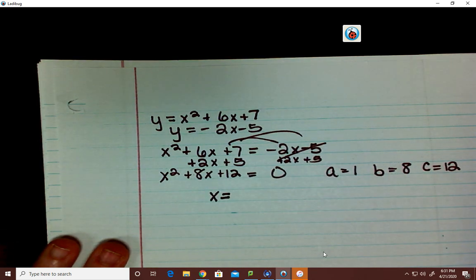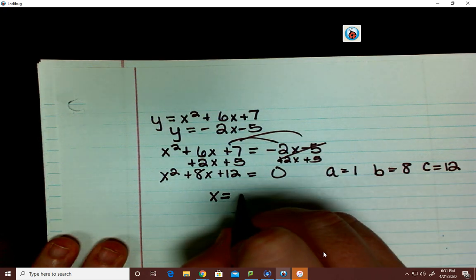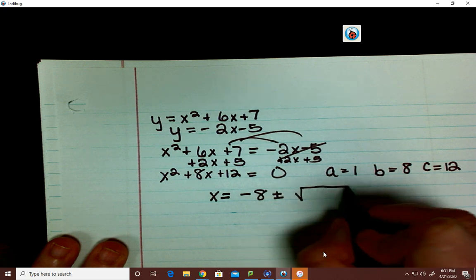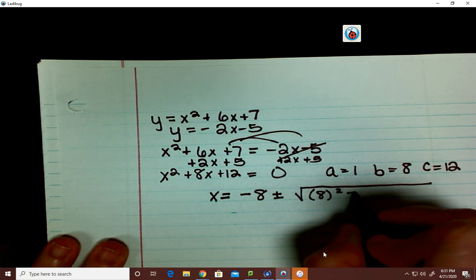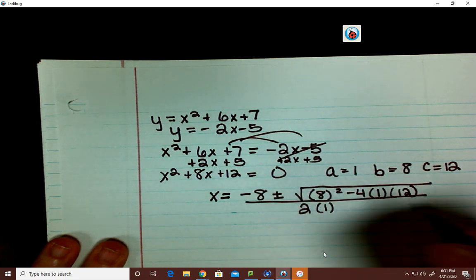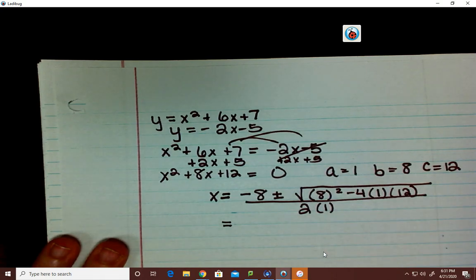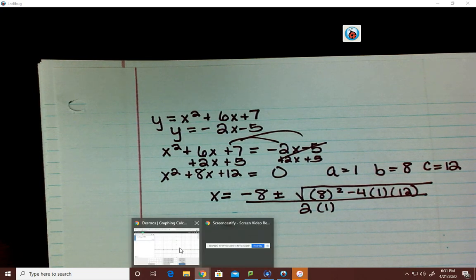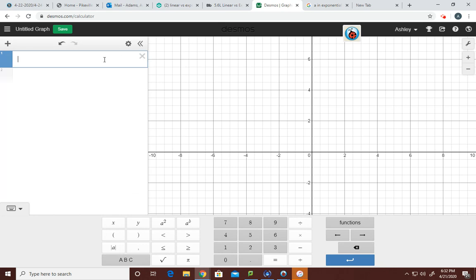So now I plug into the quadratic formula. Negative b plus or minus the square root of b squared minus 4ac, all over 2 times a. So then I go back and I type that in. So negative 8 divided by, and I go back up there. And I just type in what I had written down.